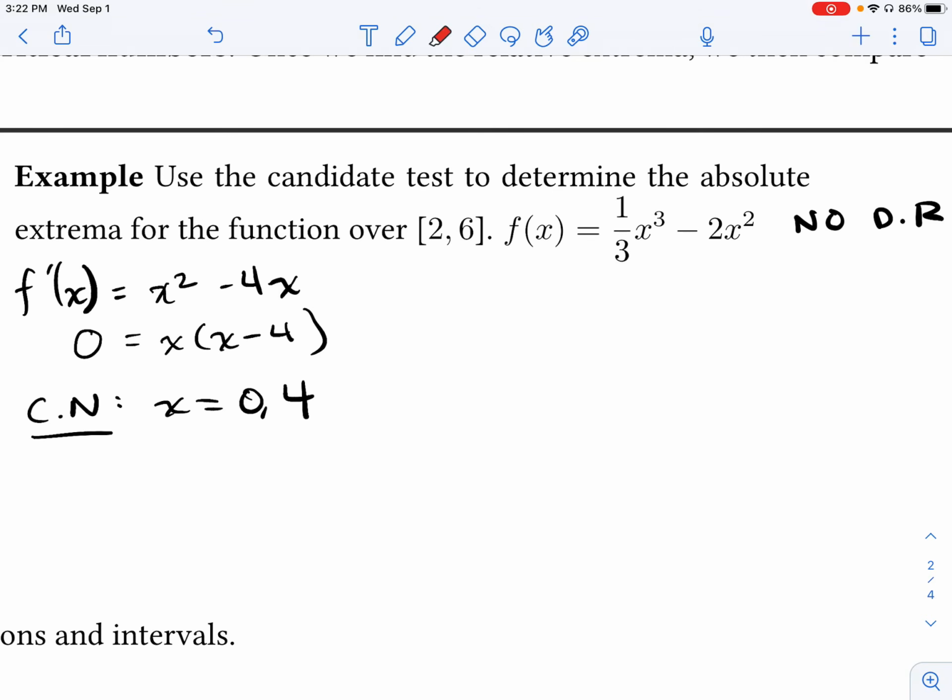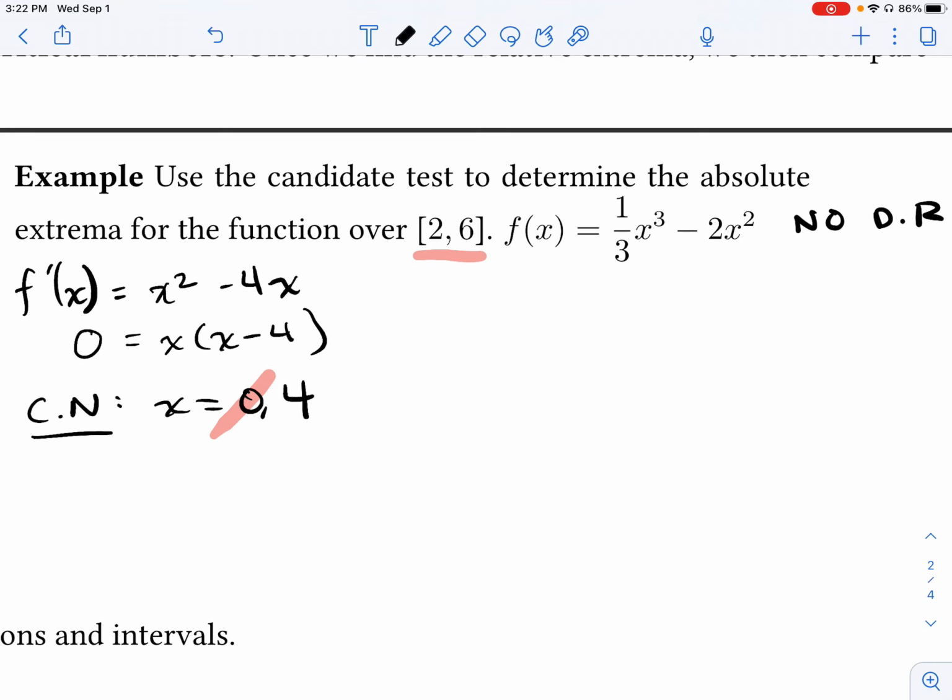Now, before I proceed, I want to highlight that the interval we're looking at is the closed interval from 2 to 6. For this reason, I don't want to include 0 as one of my critical numbers. It is outside of the interval that I'm looking for. Could it be an absolute extrema if I were to expand out my interval? It could, but I'm not really worried about that right now.